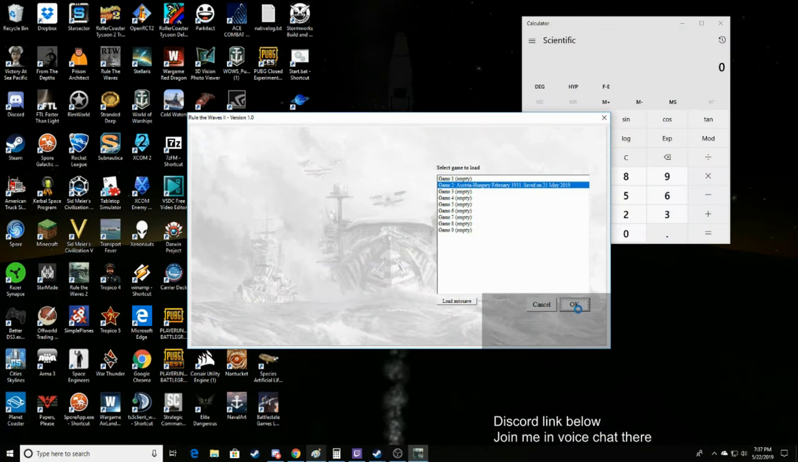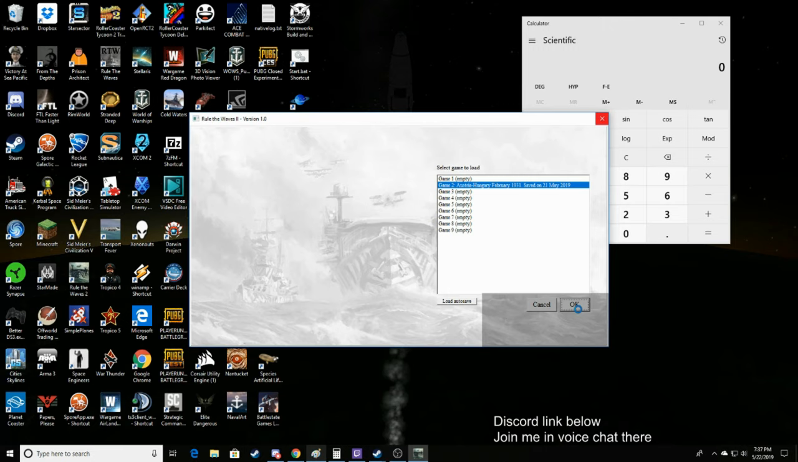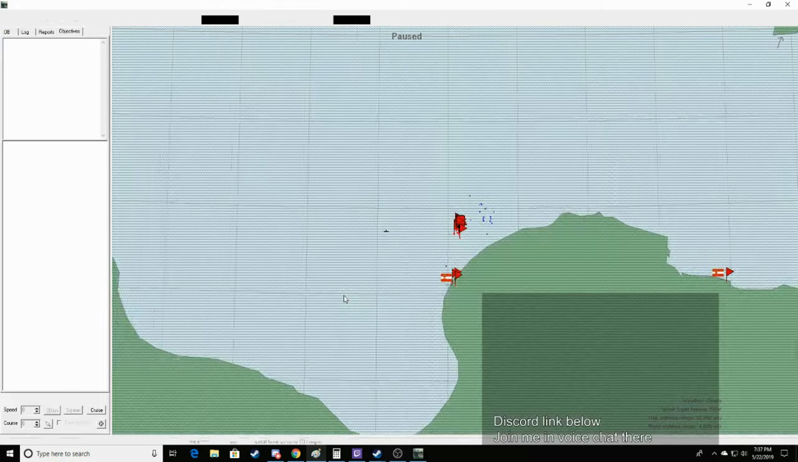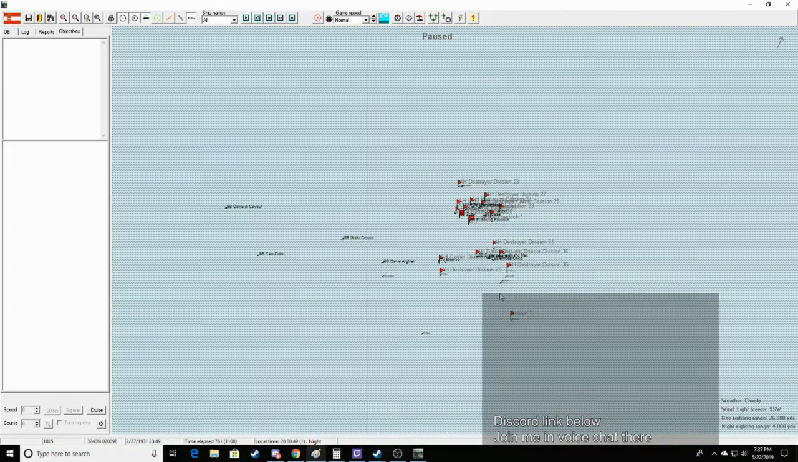So we're going to go back to our Austria-Hungary game. It is February 1931. And, well, we're in the middle of battle. We're in the middle of the same battle we were in last time.